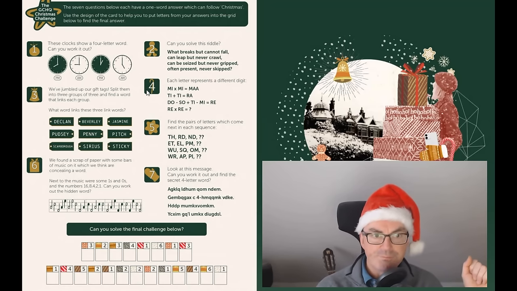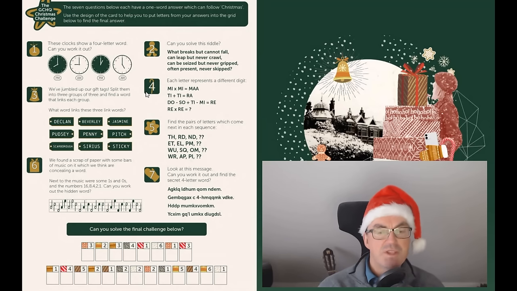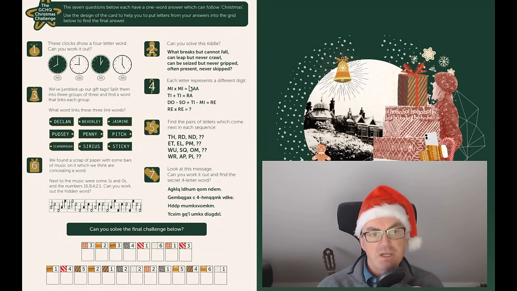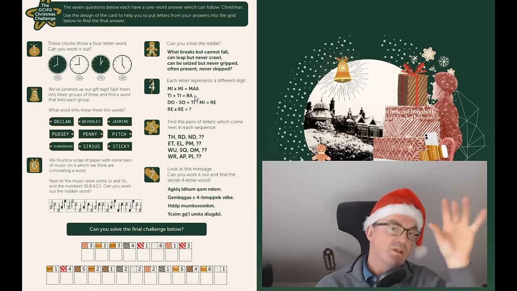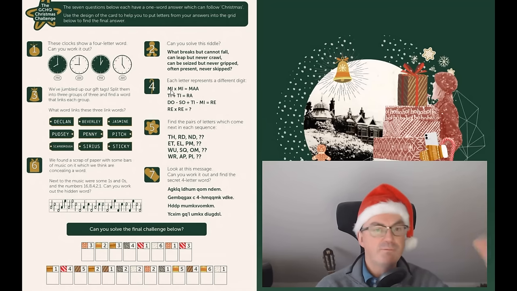Right, four. Each letter represents a different digit. So it's just equations, is it? Each letter represents a different digit. Okay, so each letter is representing 1 to 9, basically. It's like Sudoku, isn't it? What I was worried about was, could M be 15 or something, and then I be a different number? But I don't think that's what we're being told.